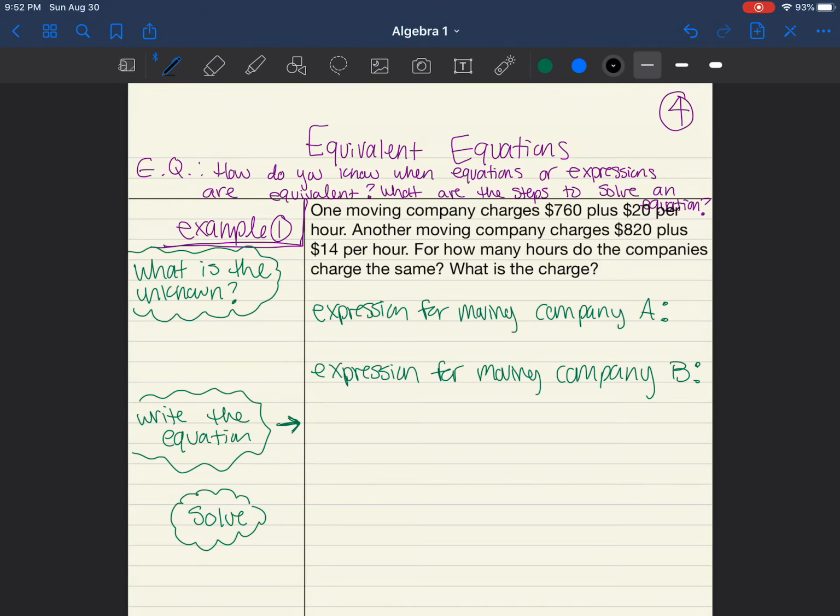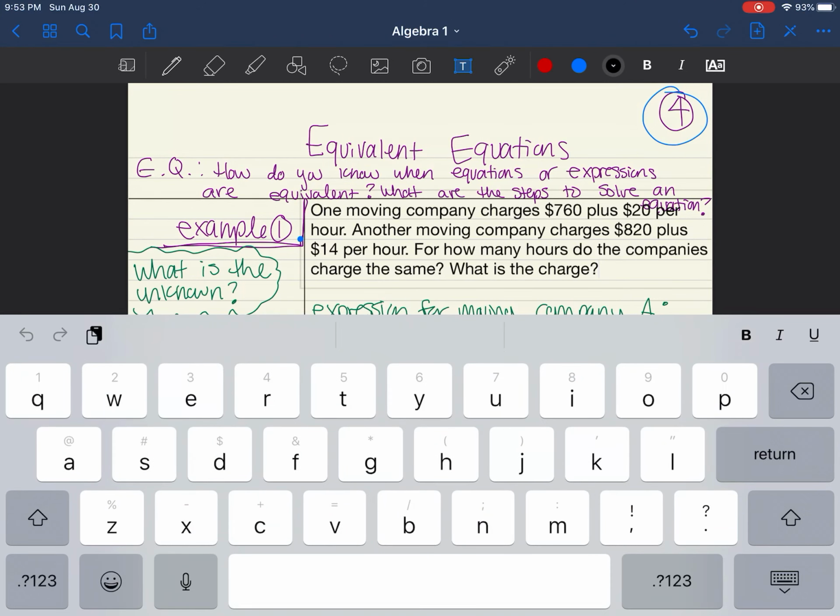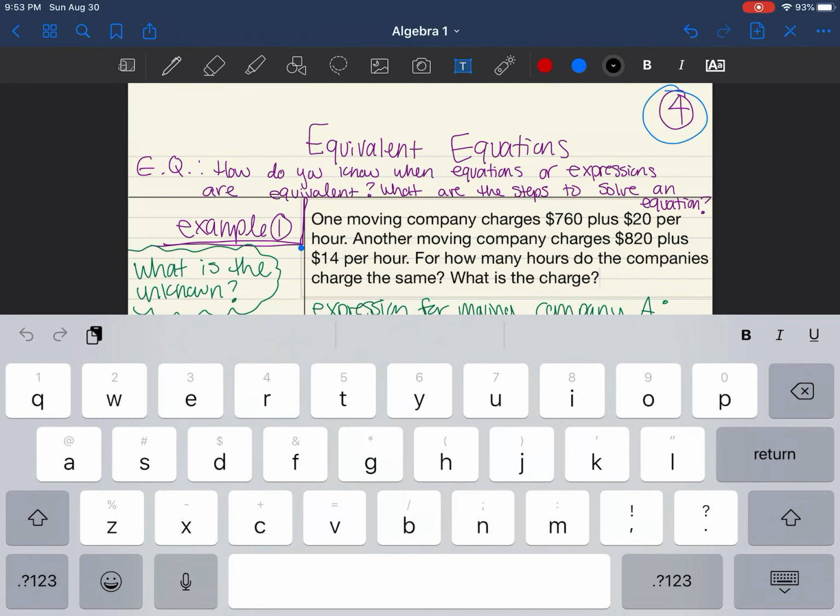Alright, so we're going to start doing equivalent equations. This is page 4 of your Algebra 1 notebook. Our essential question is, how do you know when equations or expressions are equivalent, and what are the steps to solve an equation? So make sure that you pause this video to take a moment to get your notes and everything set up.